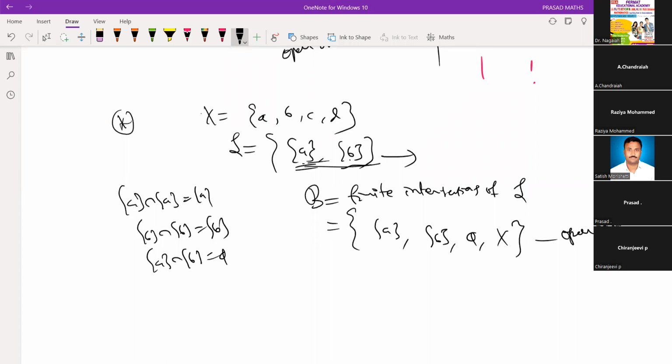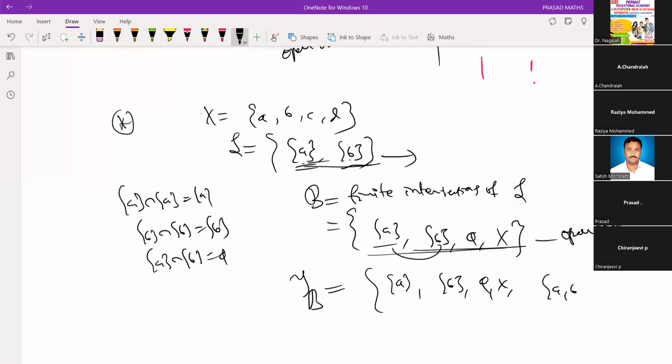What is the topology? Anybody? What is the topology induced by this? In terms of union of all members of script B. What are the unions? Singleton A, singleton B, empty, X, union AB. So this is my open set. This is a topology, generated by B, or generated by S.